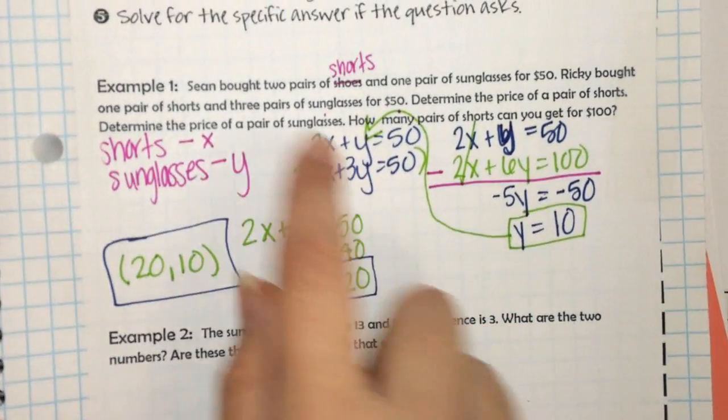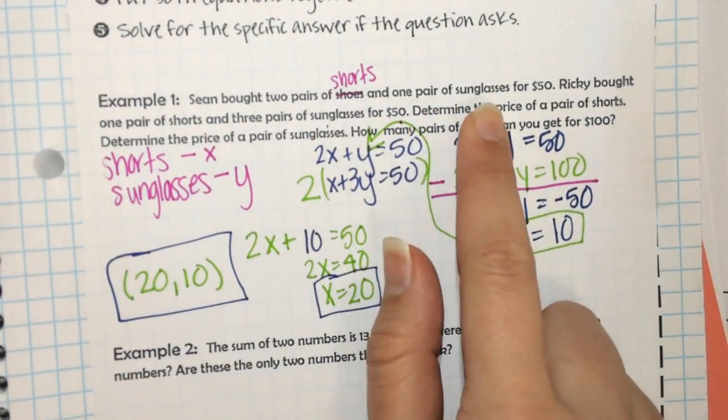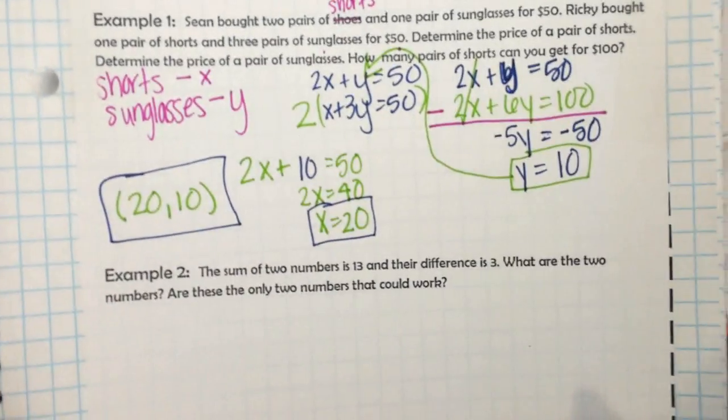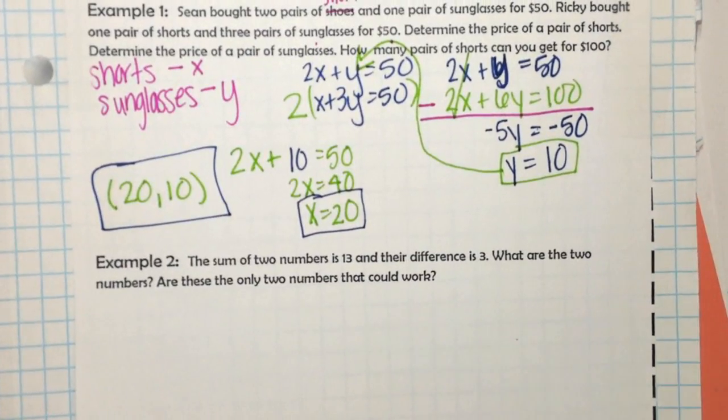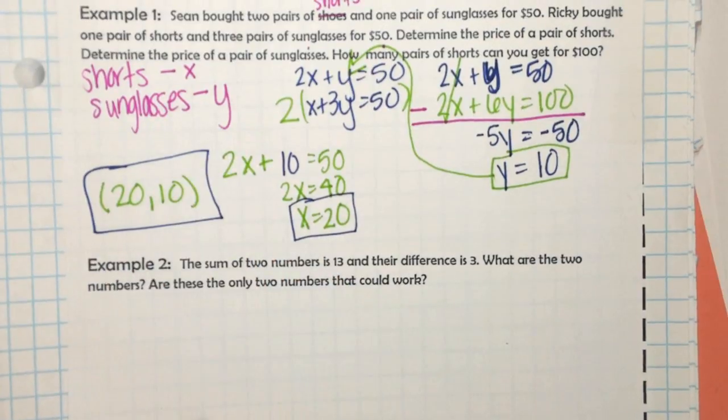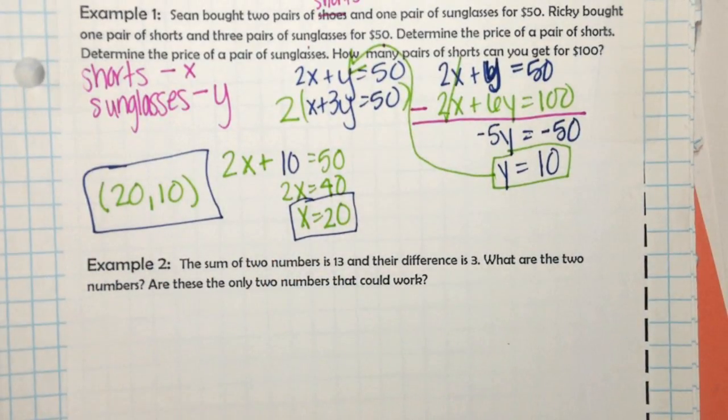Okay. Our first system. Sean bought 2 pairs of shorts and 1 pair of sunglasses. How did you know to write that as 2x plus y equals 50? I didn't. I just knew because of what we're saying. But do you see how we wrote it? Yeah. Because we said that shorts were our x, correct? And sunglasses were our y. And we bought 2 of our x's and 1 of our y's, and we paid $50, correct? We didn't make money. So then we add those together to get our 50.